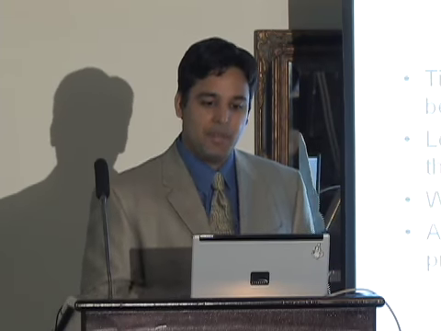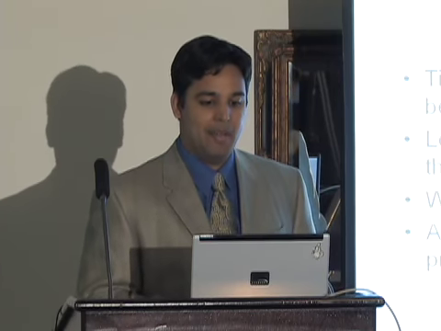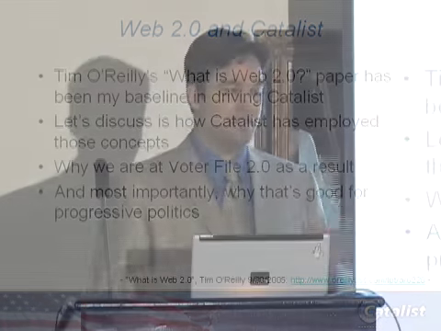And so Web 2.0 was really catching hold in 2005 and coalescing a lot of the concepts around why companies were successful on the internet and why other companies were not. And what we're going to do today is talk about those concepts and how they've filtered into how Catalyst has built its technology, why it's taken the voter file and enabled things like microtargeting, but enables a lot more than that, and also why all of this is great for progressive politics and giving us a great advantage.